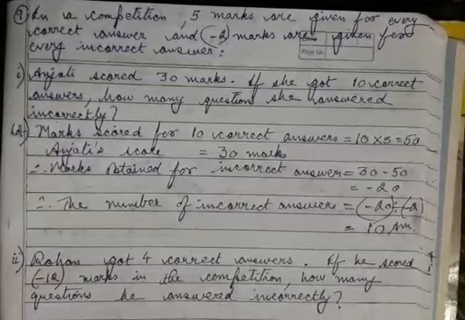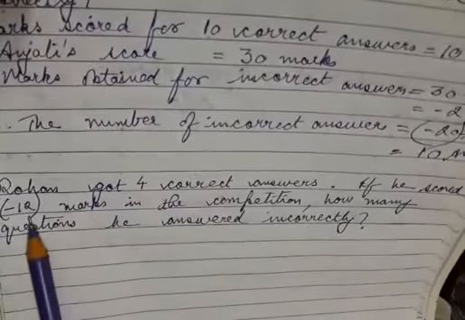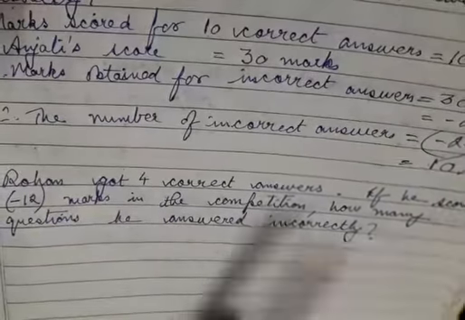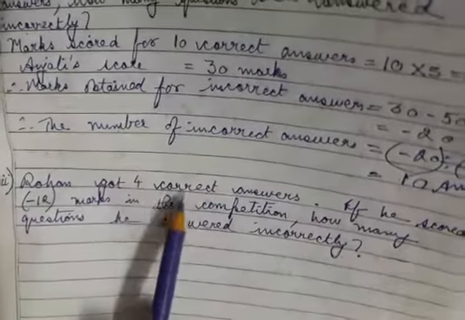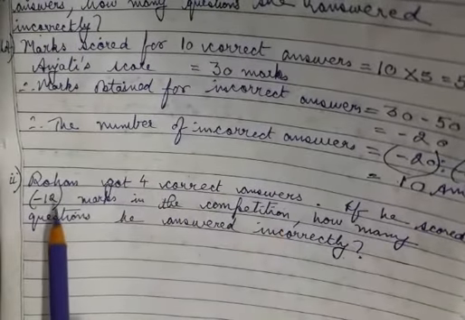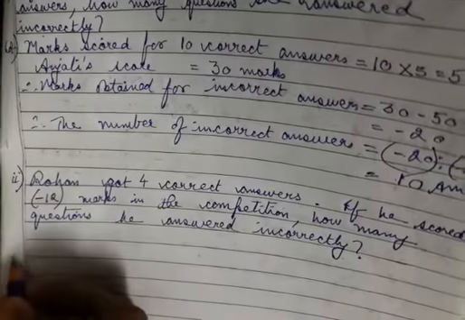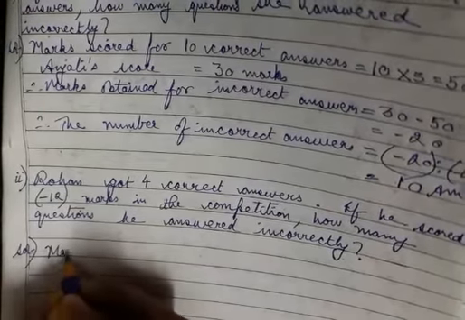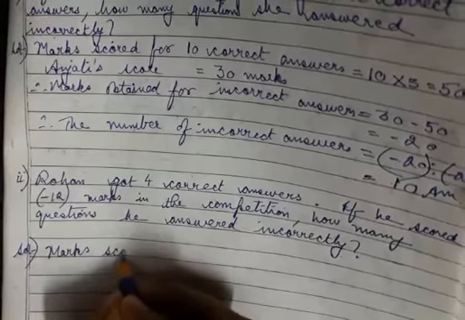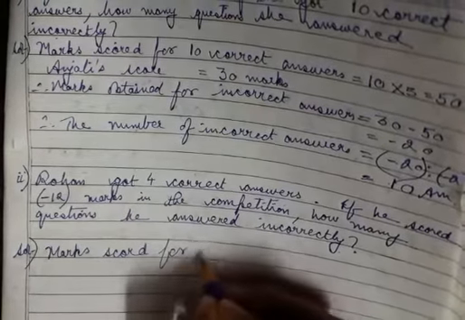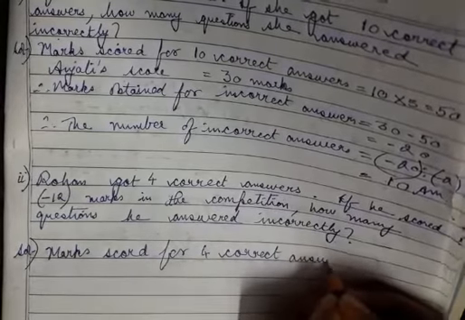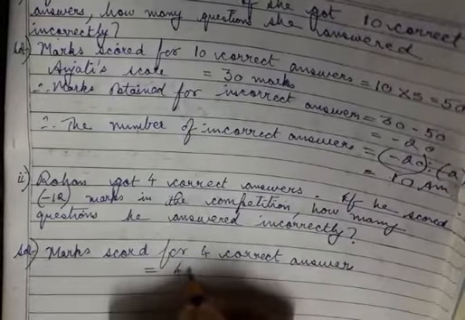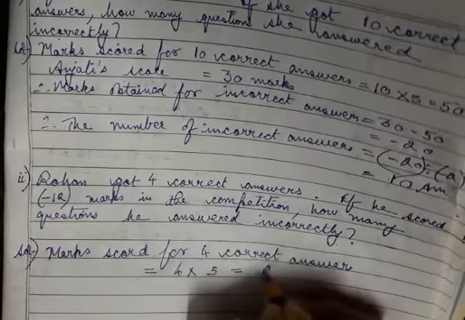How many questions did she answer incorrectly? 10. Now next, Rohan got 4 correct answers, and if he scored minus 12 marks in the competition, how many questions did he answer incorrectly? Same question, but here he has got 4 correct answers and his marks is minus 12. So the same way, first we will solve the marks scored for 4 correct answers. 4 into 5, that is equal to 20.